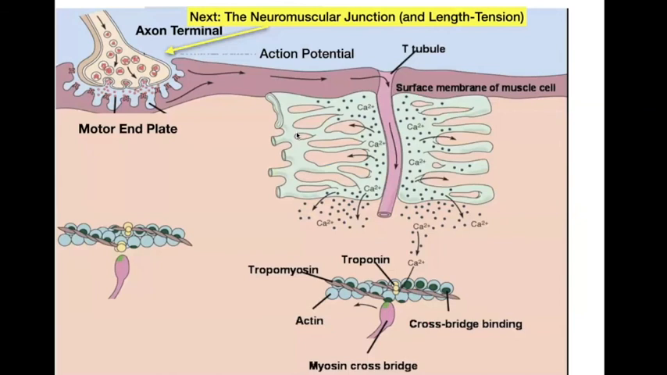Because next time, the person who asked the question before, where does that signal come from? We're going to really talk about the interaction between the nervous system and the muscle at the neuromuscular junction, the synapse in between them, and how this happens over here.